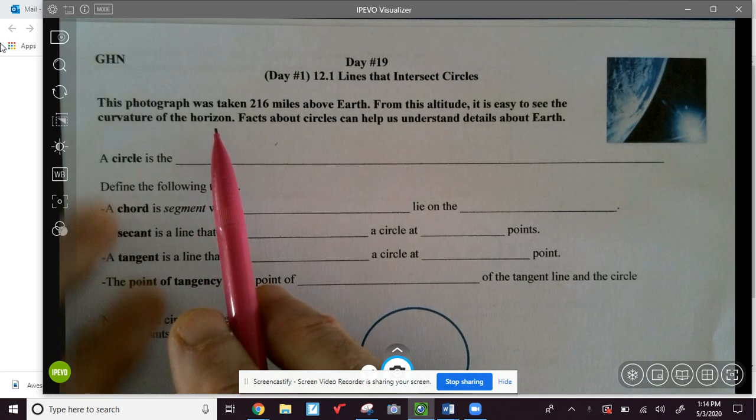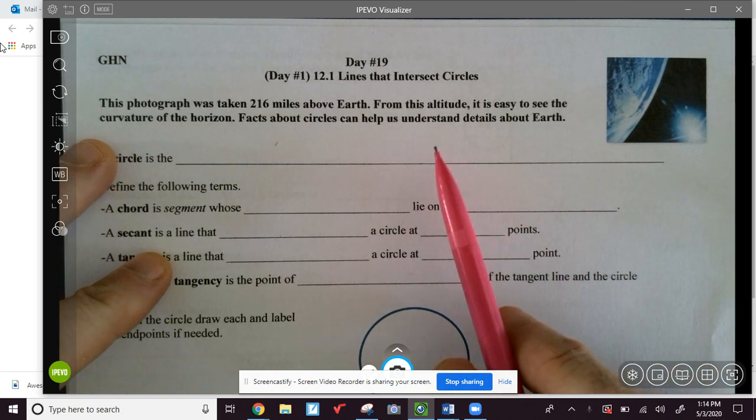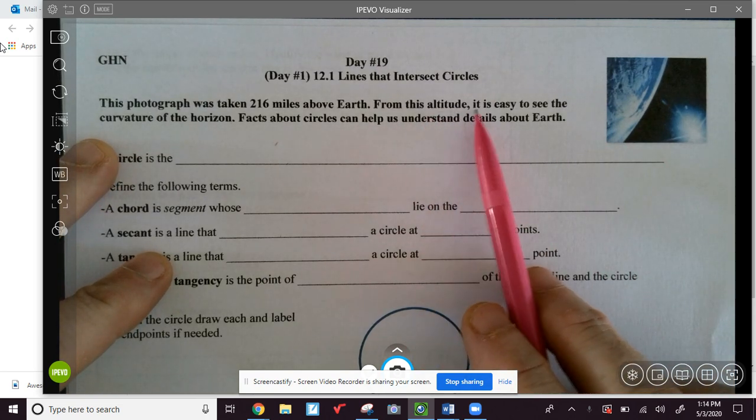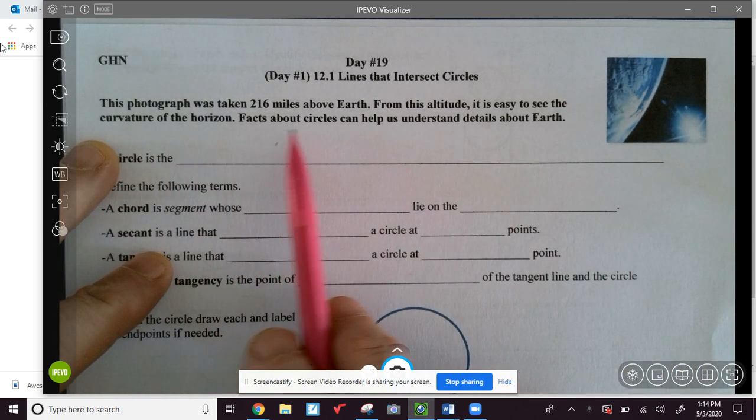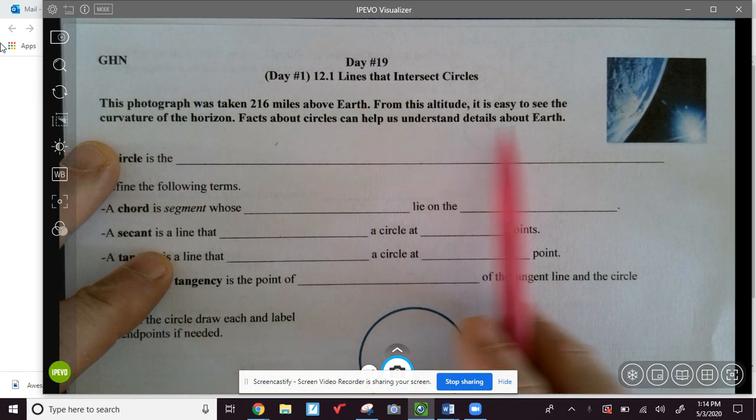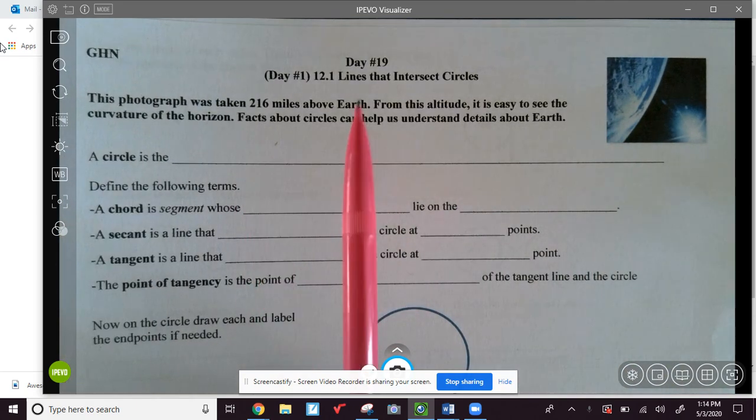This photograph was taken 216 miles above the Earth. From this altitude, it's easy to see the curvature of the horizon. Facts about circles can help us understand details about Earth. Okay, a circle.